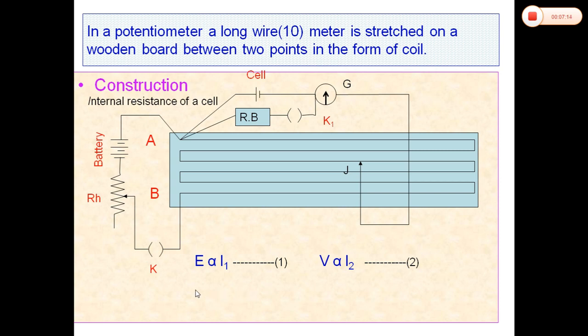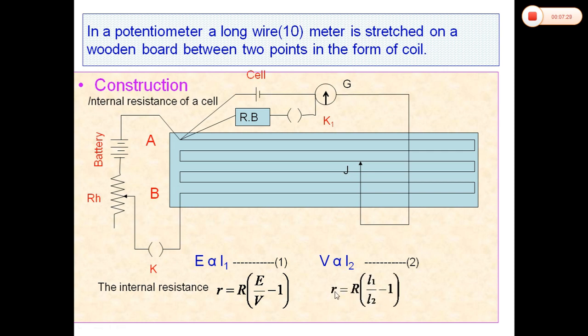Again we know, students, that the internal resistance of the cell r will be equal to R, that is the external resistance, times (E by V minus 1). Now putting the value of E and V in this relation, we get the internal resistance r equal to R (L1 upon L2 minus 1). So by substituting the value of capital R, that is the resistance from the resistance box, and L1, L2, these balancing lengths, we can calculate the value of the internal resistance of the cell.